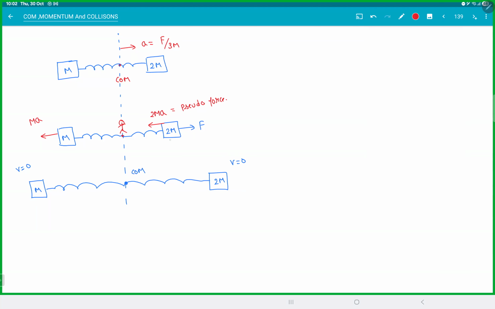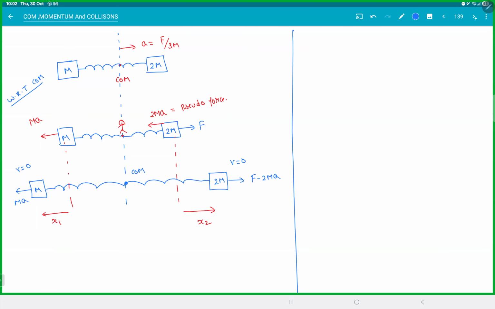So let's say in this process, let this thing travel x2. We don't know how much it goes. Let it be x2. In this process, let this block go x1. And what is the net force here? F minus 2ma. What is the net force here? Ma. So we are doing this with respect to the center of mass.